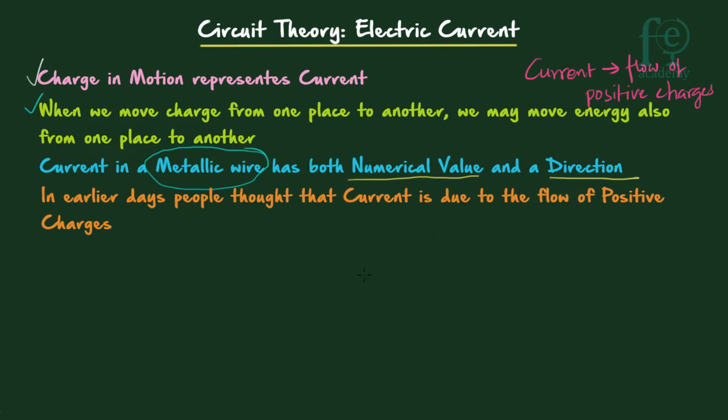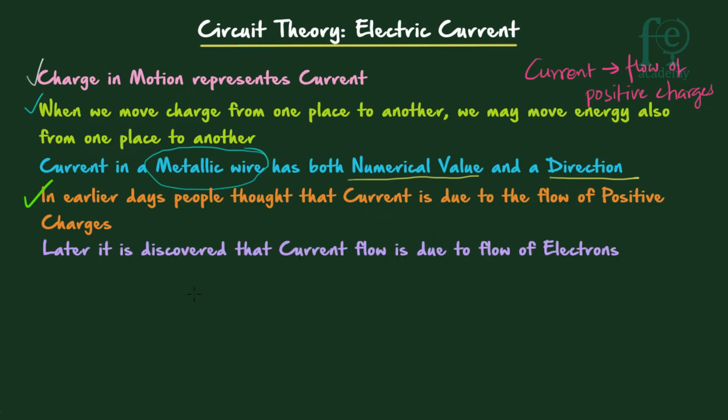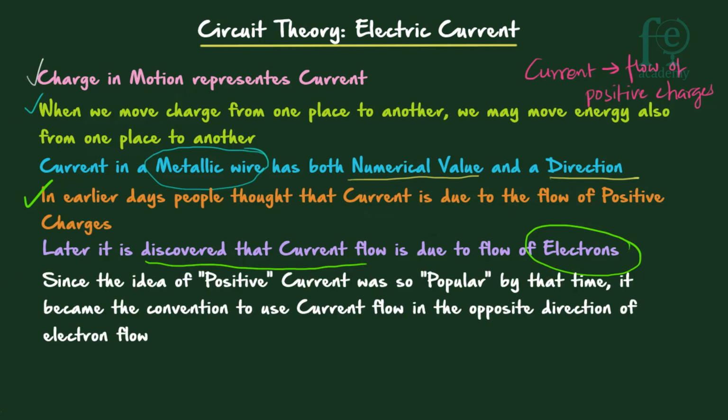why are we considering positive charges in the definition of current? The reason is that in earlier days people thought that current is due to the flow of positive charges. They hadn't discovered that the flow of current is due to electrons. So they thought some positive charges were flowing through the conductor, and that is why there is a current in the conductor. Later they discovered that the current is due to the flow of electrons. So actually the current is due to the flow of electrons, but when we define current, we are talking about the flow of positive charges.